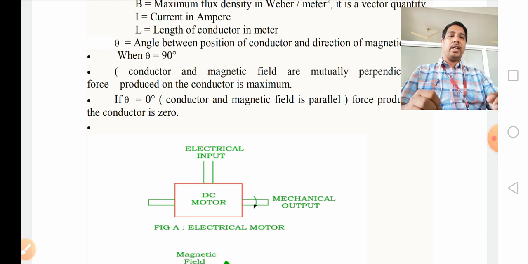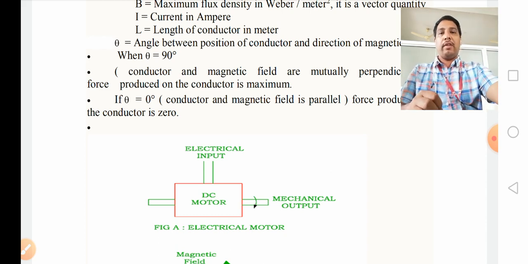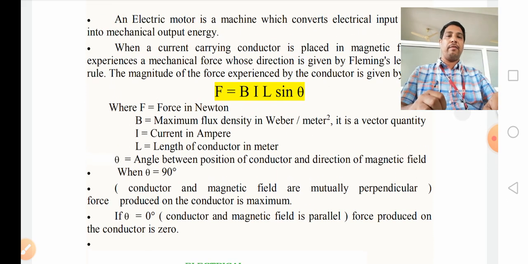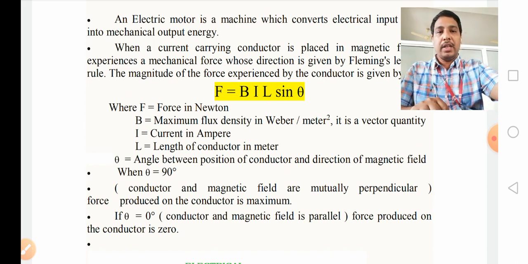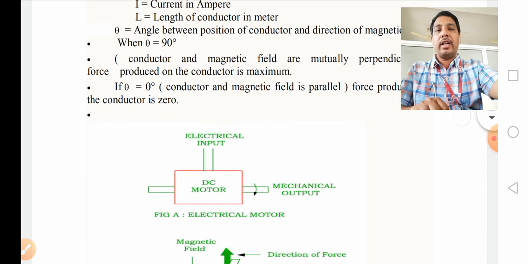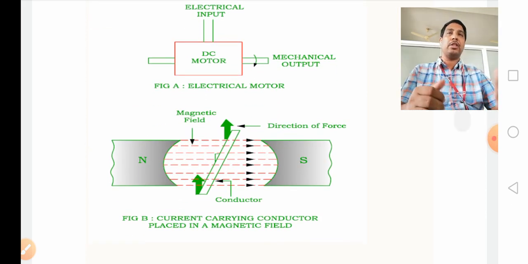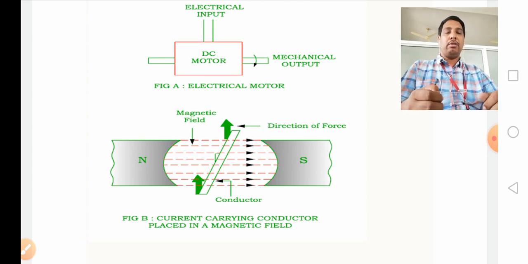Similarly, if we take theta equal to 90 degrees, sin 90 becomes 1, so there will be maximum force induced in this conductor. Similarly, we can calculate for different angles of theta how much force could be produced.